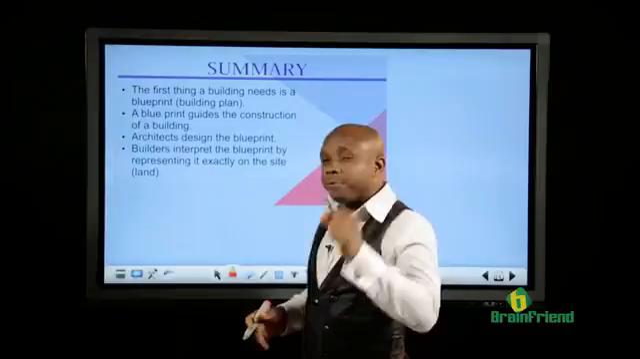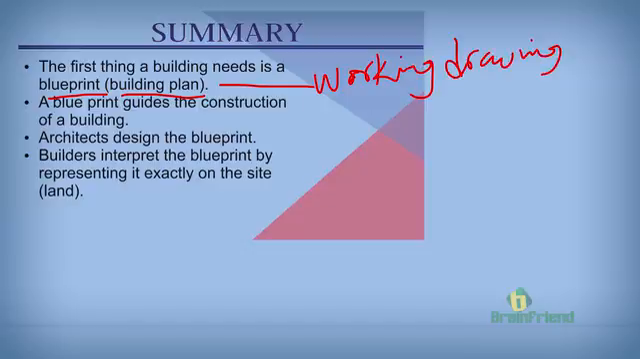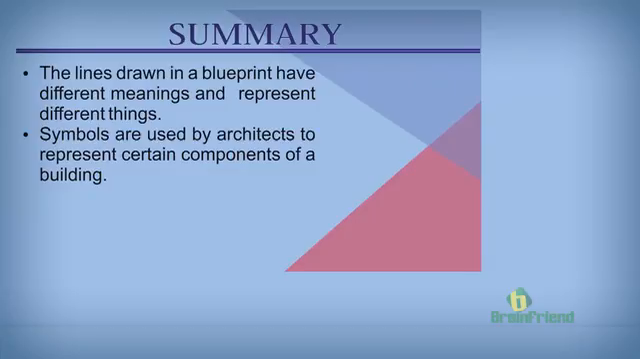We have said that the first thing every building needs is the blueprint. Don't forget that. You can also call it a building plan, or you can also call it the working drawing. And we've also said that the blueprint guides the construction of the building. And also we've discussed that the architects design the blueprint. And we've also said that the builders interpret the blueprint by representing it exactly on the site.